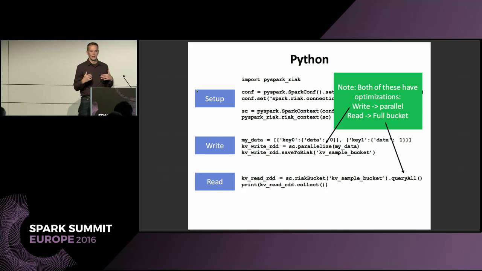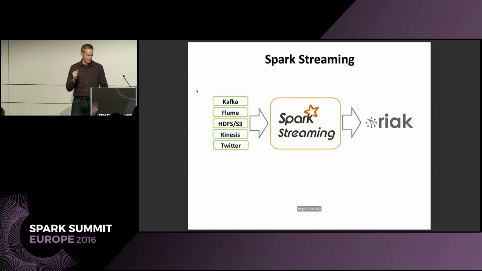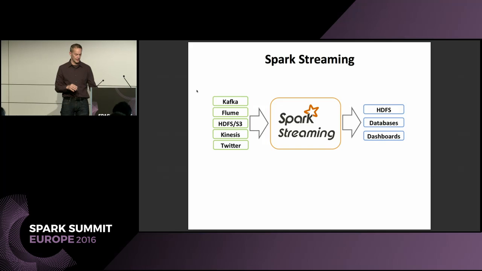Again, at the application layer, you're not worried too much about that. It's just sort of happening by voodoo. The next part of flexibility is Spark streaming. So again, here's the classic Spark streaming diagram for us.